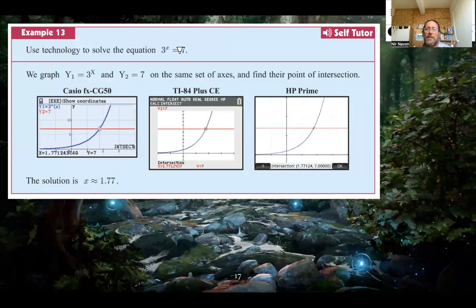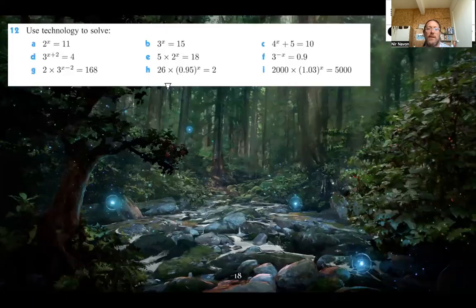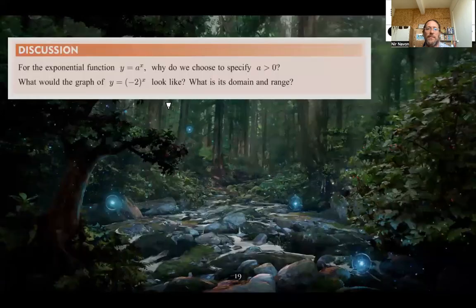Use technology to solve the equation 3 to the power of x equals 7. So we go to the graph. We graph using the calculator. This would be when we graph 3 to the power of x. This would be the line of y equals 7. And then we find the intersection point. So use your calculator to find these.